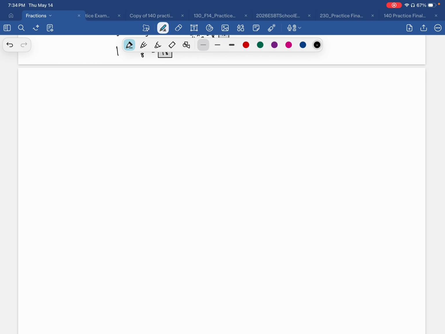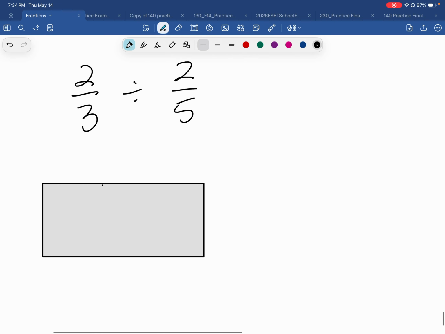All right, let's take a look at one more as an example. Let's take a look at 2/3 divided by 2/5. Okay. So we're going to start from the same direction. We're starting out with that box that we're going to draw our 2/3.